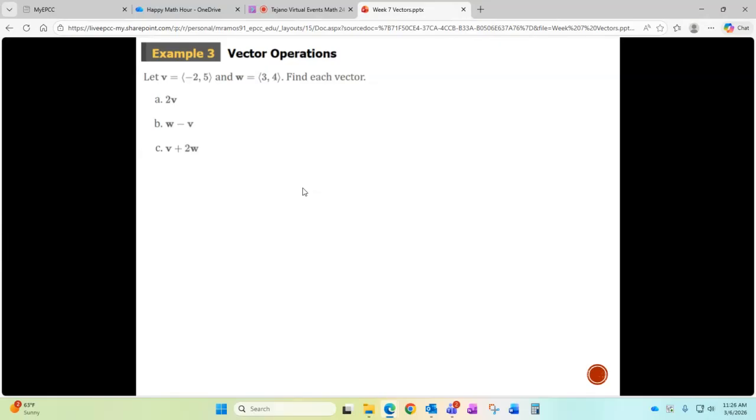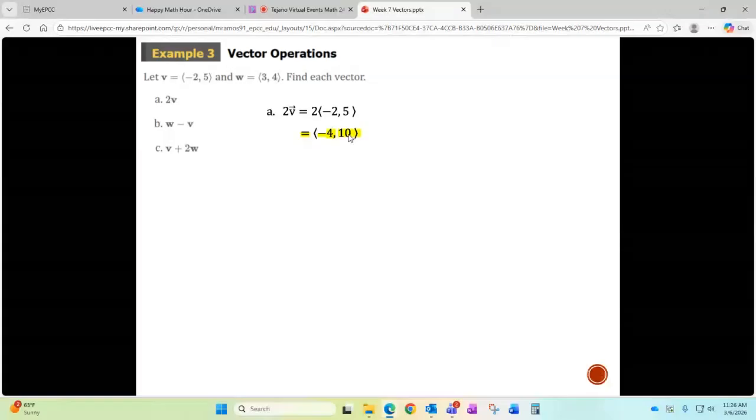We have 2v, which is 2 times the vector v, okay? So that means 2, the scalar, times this vector, -2, 5. So what do we do, if you recall, we're going to take 2 times each of these parts of the vector. So 2 times the -2 is -4. 2 times 5 is 10. So that's how we get 2 times v. Not bad, okay? So you just multiply the number times each part, each component of that vector. Okay, -4, 10 for that one.